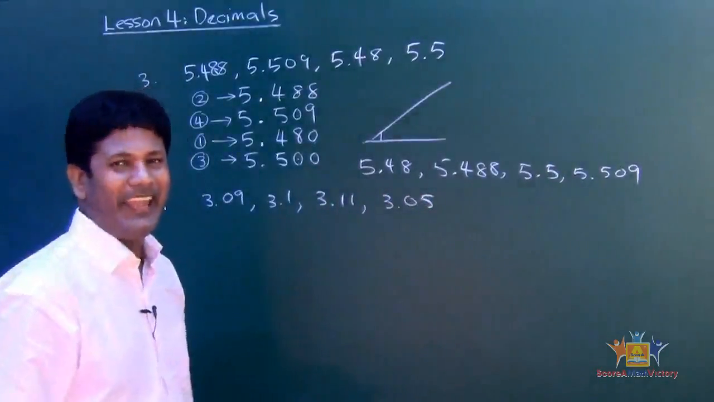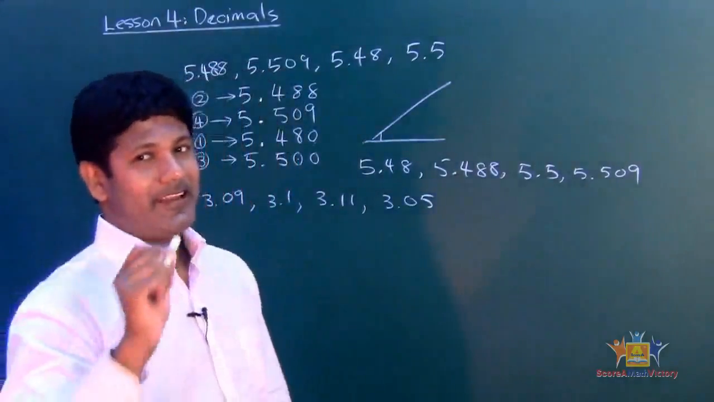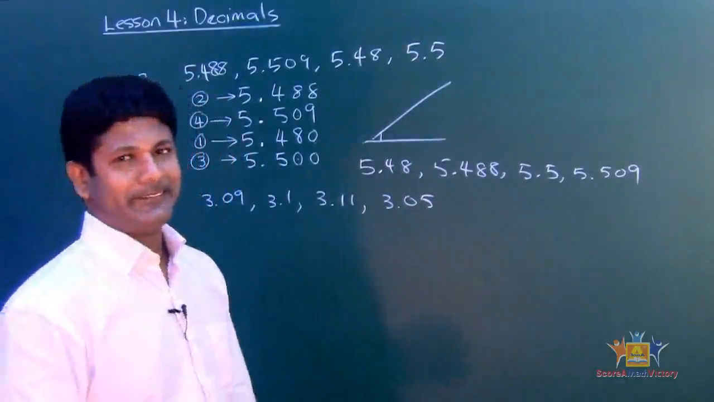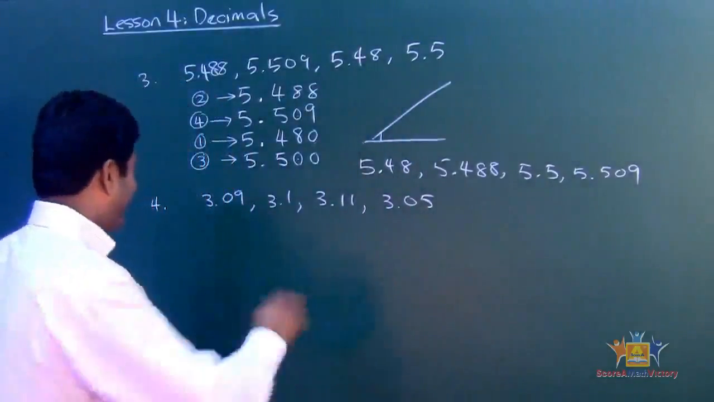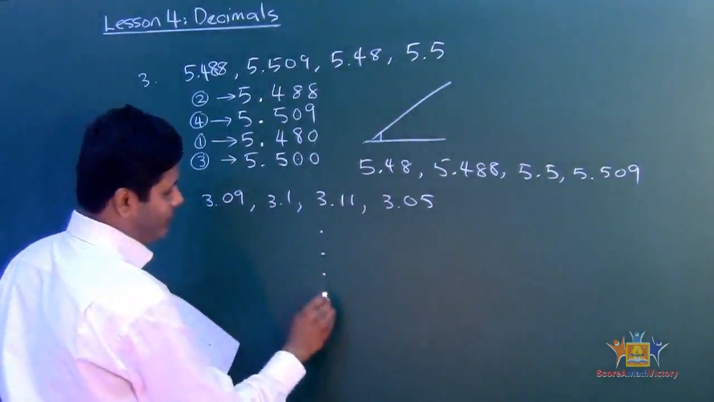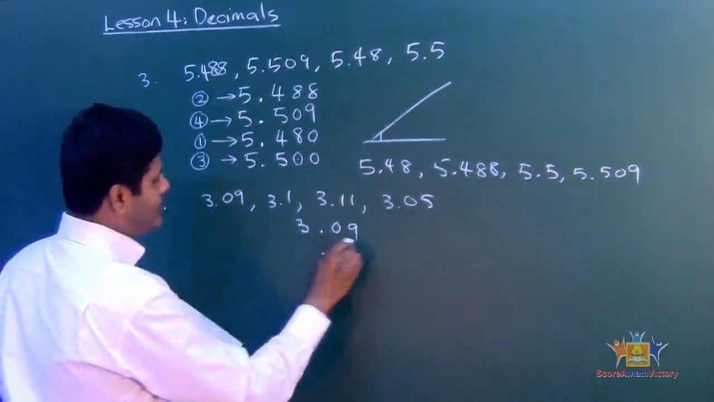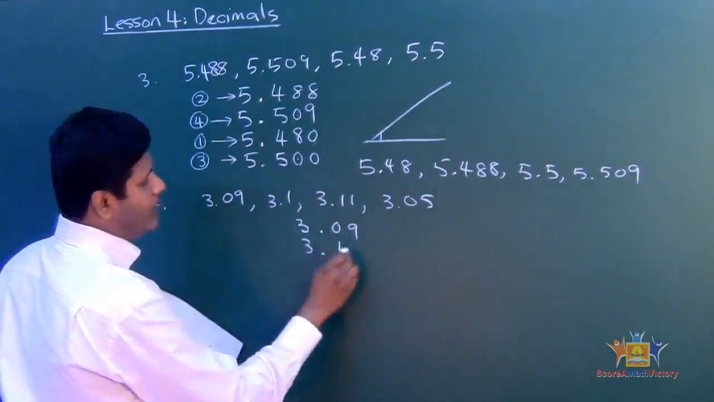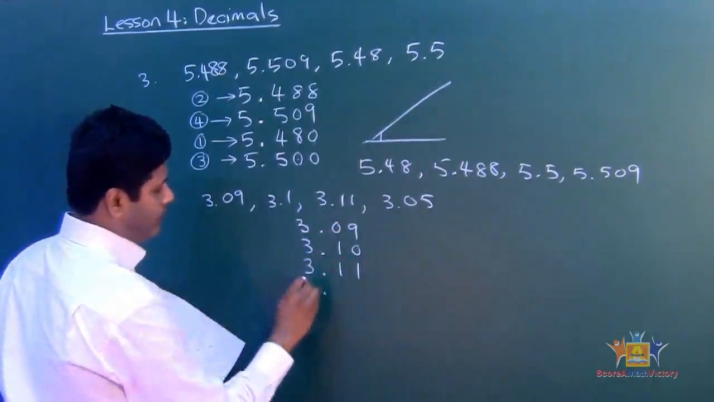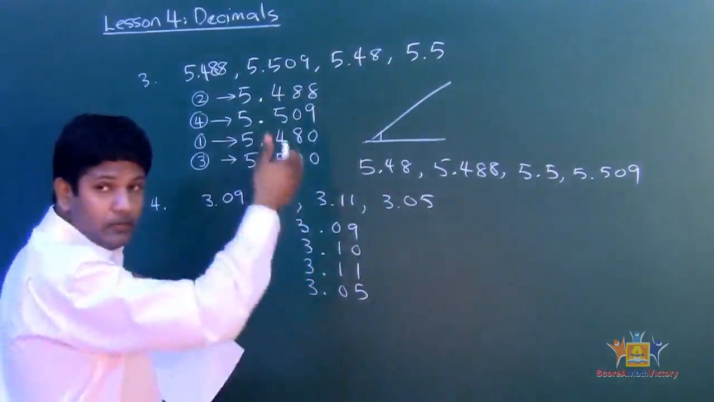Okay, grab them by the decimal and line them up. 1, 2, 3, 4. 1, 2, 3, 4. So 3.09, 3.1, put a 0, and then 3.11, 3.05. See that? So now you can compare them.